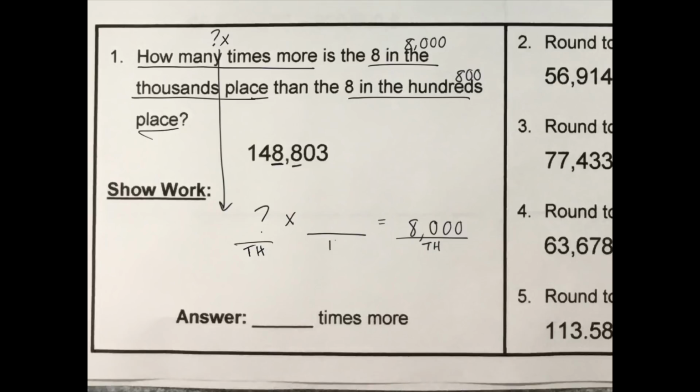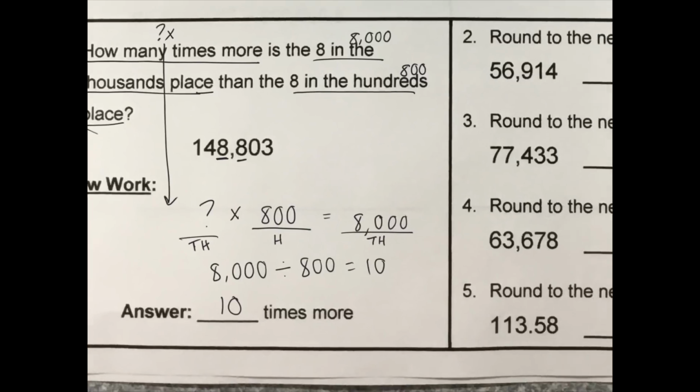That means my hundreds place is what we're versing. So I will put 800 in the middle. And then I have how many times 800 equals 8,000. It's a missing multiplication problem. So I can use the inverse operation of division to check. So 8,000 divided by 800 equals 10. And I get an answer of 10 times more.